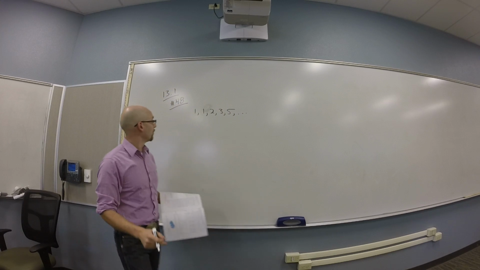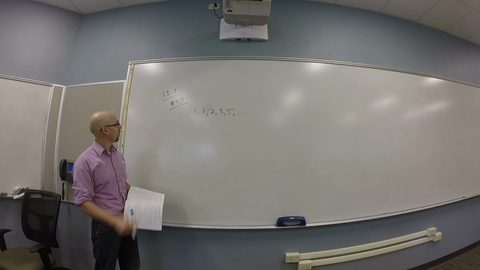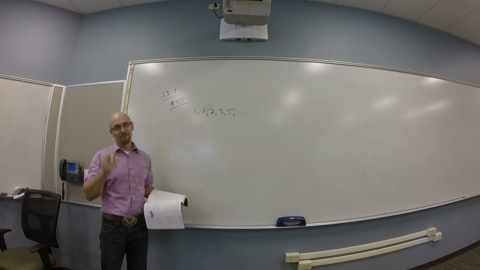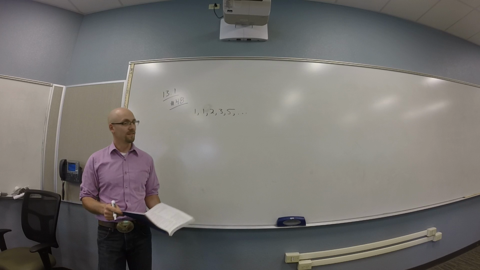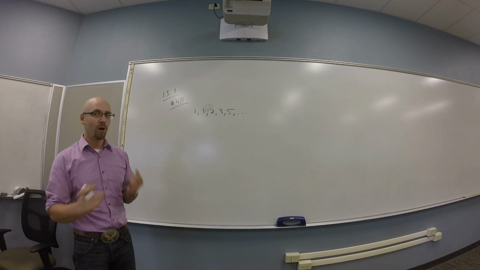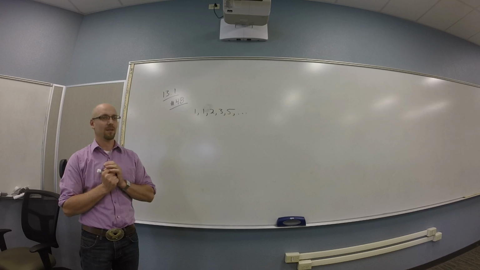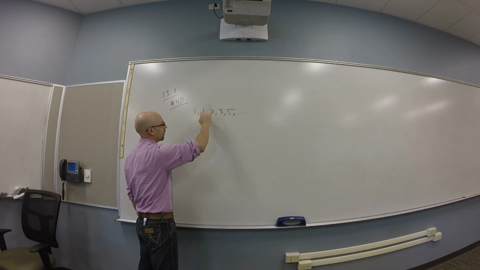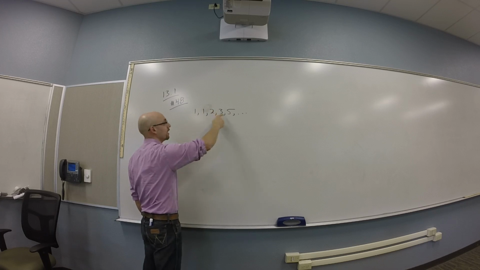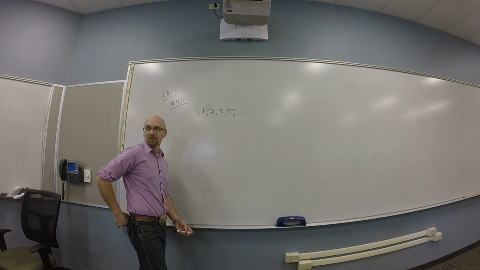Okay, so I'm supposed to do 13.1, number 48. For that, I'm supposed to remember that there's a Fibonacci sequence that starts with 1, 1, and then you get the next term by adding the previous two. So 1, 1 gives you 2, 1 and 2 gives you 3, 2 and 3 gives you 5, and I'm supposed to write out the next 4 here.